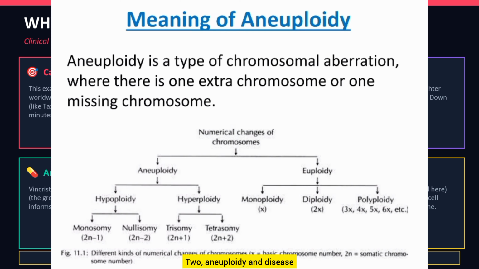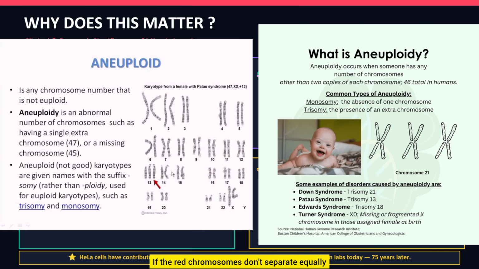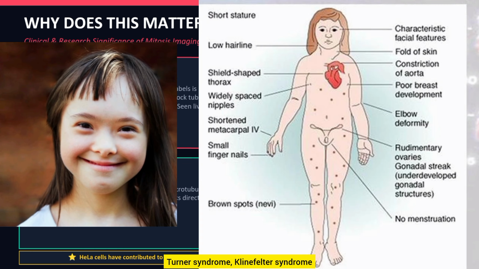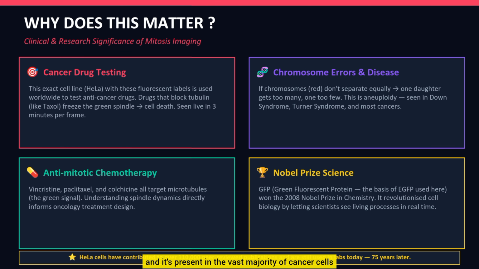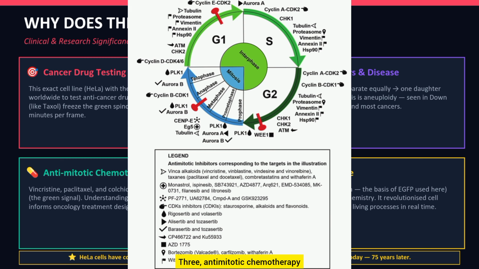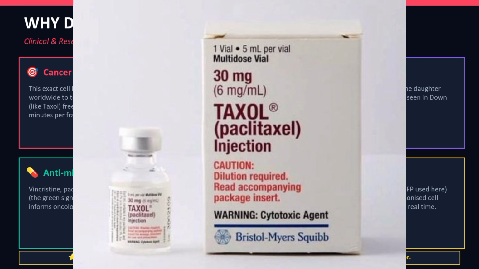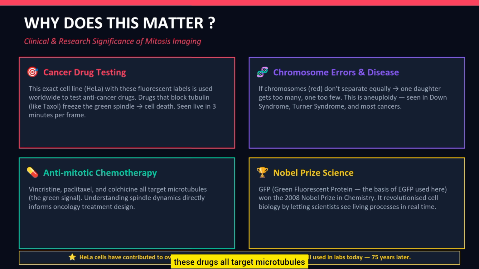2. Aneuploidy and disease. If the red chromosomes don't separate equally, if one daughter cell gets an extra chromosome and one gets too few, that's called aneuploidy. It's the mechanism behind Down syndrome, Turner syndrome, Klinefelter syndrome, and it's present in the vast majority of cancer cells. 3. Anti-mitotic chemotherapy. Vincristine, colchicine, paclitaxel, these drugs all target microtubules. Understanding spindle dynamics directly shapes how we treat cancer.